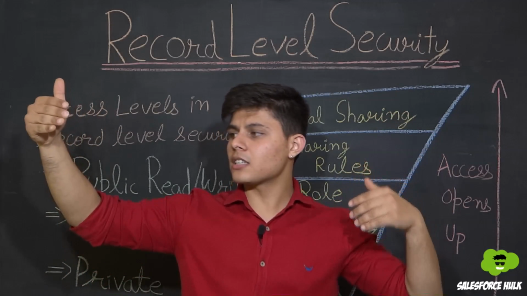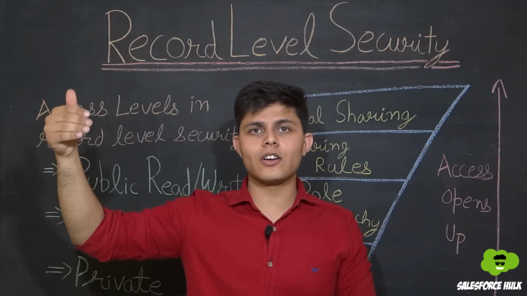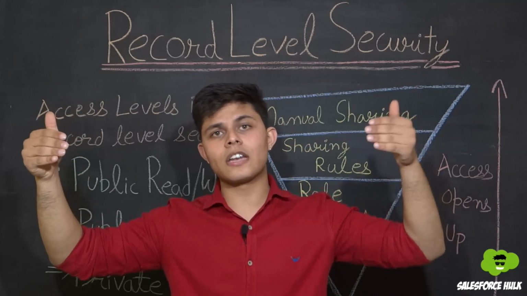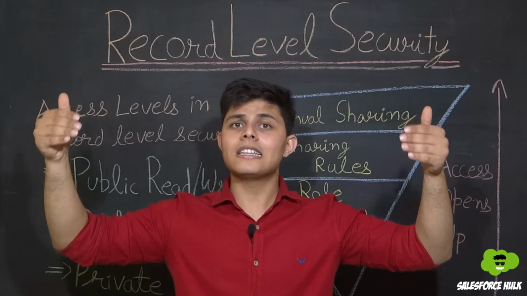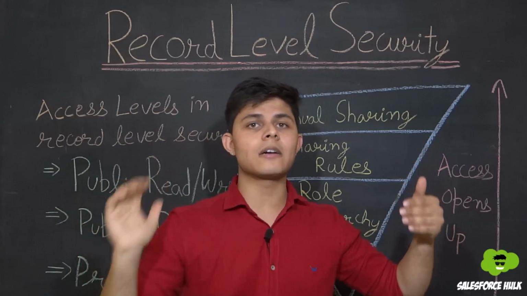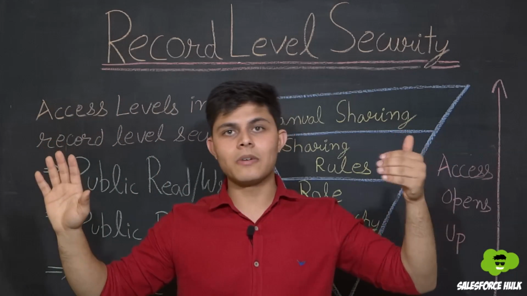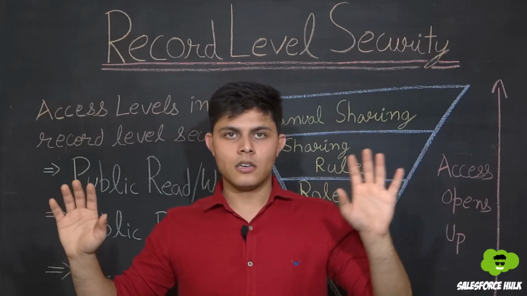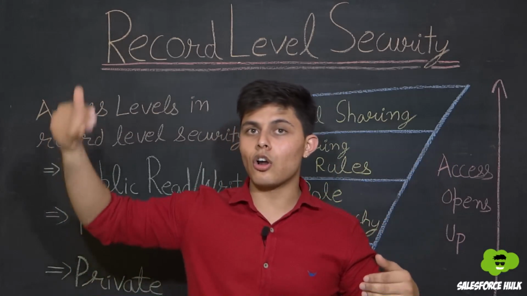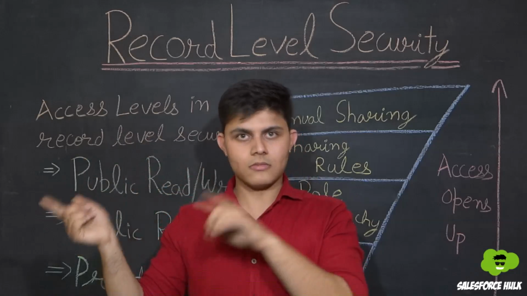So if you have read access on the object level security, and you have read write access on record level security, in that situation you will only be able to read that particular record. You will not be able to edit the record because you do not have that edit access on your object level security. Okay, let's switch it up.